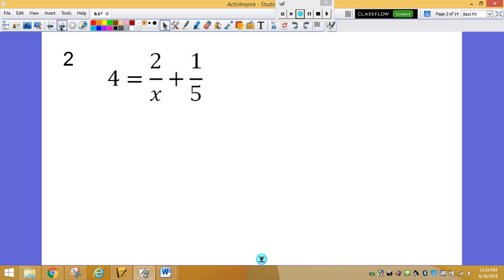Okay, so this is what number 2 looks like on your worksheet. I'm going to start. Eventually we're going to go back to a proportion and we're going to cross multiply. So I'm going to turn this 4 into a fraction. And the way you change a whole number into a fraction is you put a 1 underneath it. So that's going to become 4 over 1. On the right hand side, I'm going to combine those fractions. I'm going to add them. That's like what we've been doing on the past 2 worksheets. So I need a common denominator, which is going to be 5x.